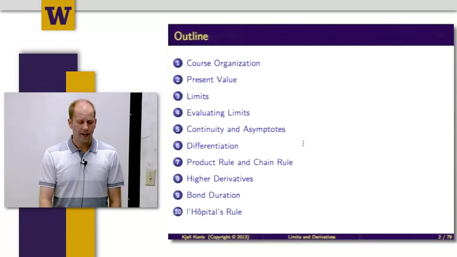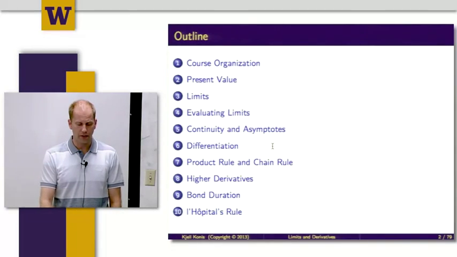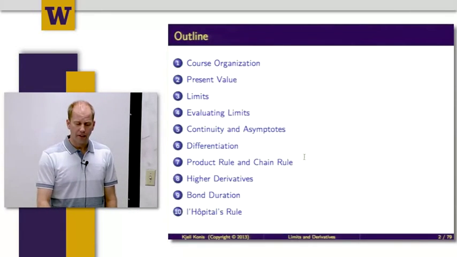In section 6, I'm going to then apply the limit to an estimate of the slope of a function. And then when I take the limit, I end up with something called a derivative. And so that's going to be differentiation. And then the rest of the lecture is just going to be methods for evaluating derivatives.